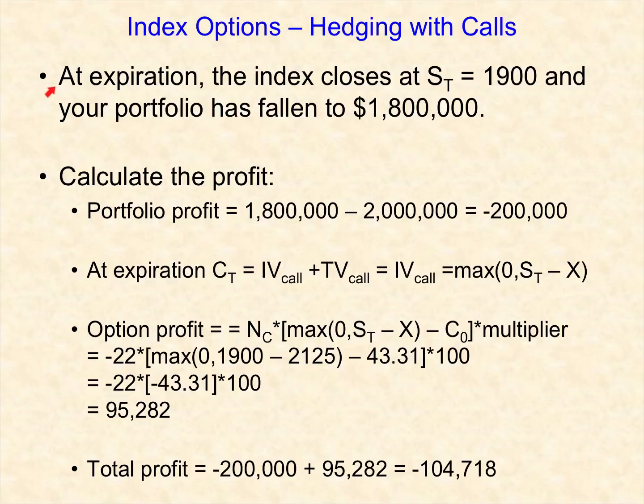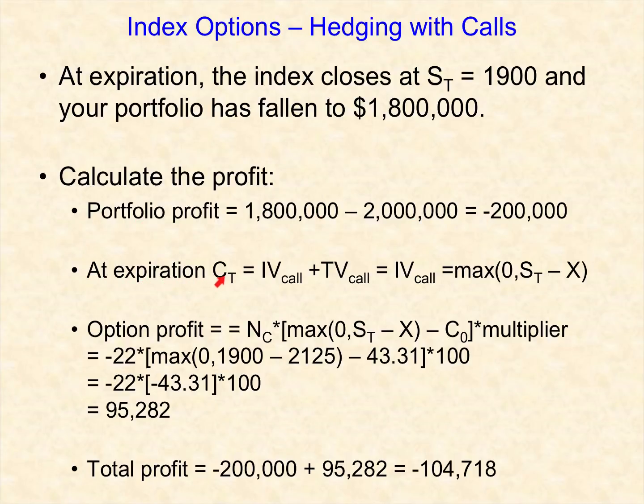Now we're at expiration, and the index has closed at 1900. The portfolio value has also fallen to 1,800,000. So the profit on our portfolio is the ending value, 1,800,000, minus the beginning value, 2 million. So we lost $200,000 on the stock portfolio during this hedging period.